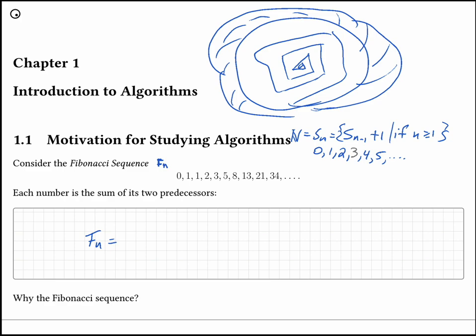So for the Fibonacci sequence, we would define it this way. The idea is that every one of these elements is the sum of the previous two. So 1 is the sum of 0 and 1, 2 is the sum of 1 and 1, 3 is the sum of 1 and 2, 5 is the sum of 2 and 3. An element of this sequence is the previous two elements added together. So obviously this only works for the third element and onwards, so we're talking about n greater than 1.